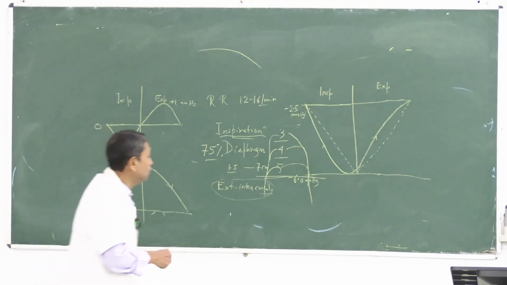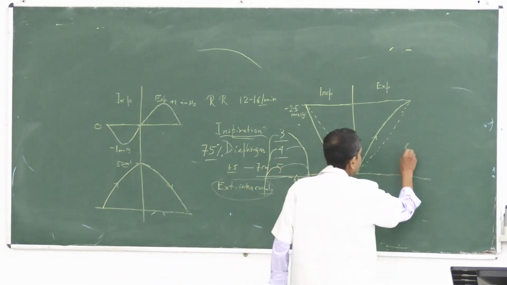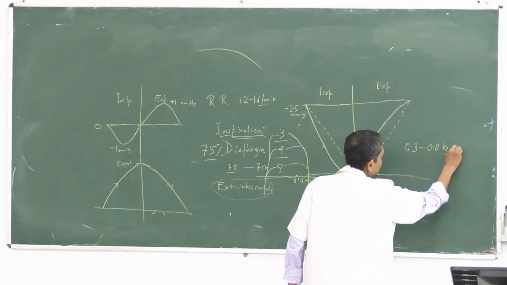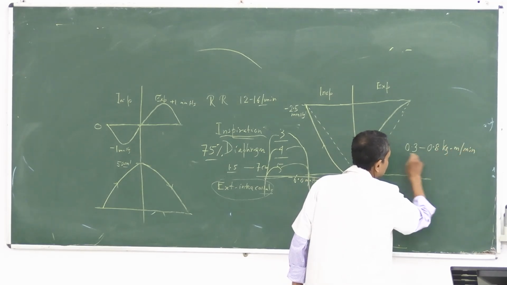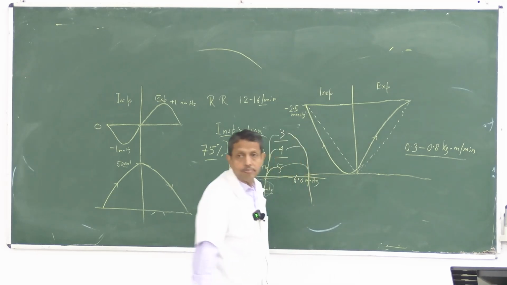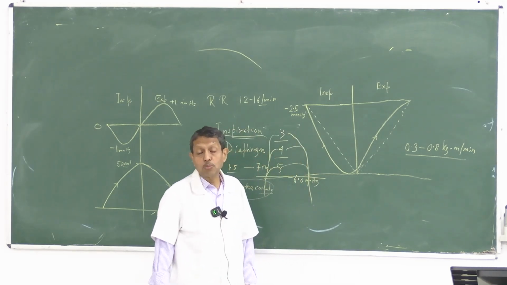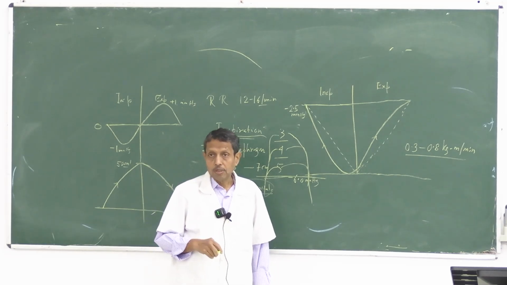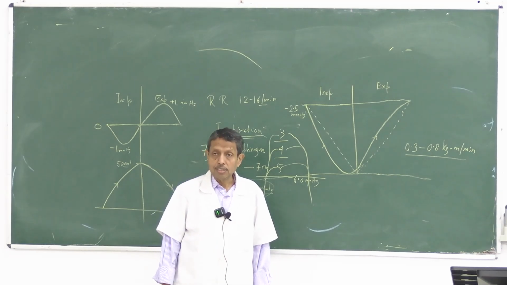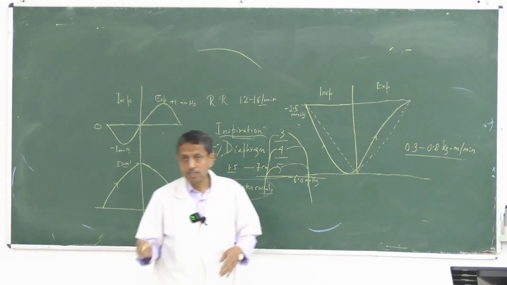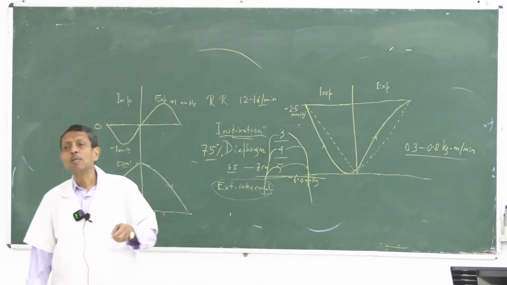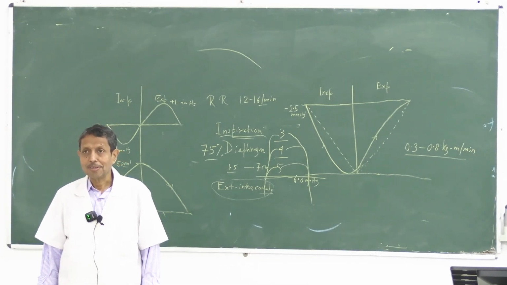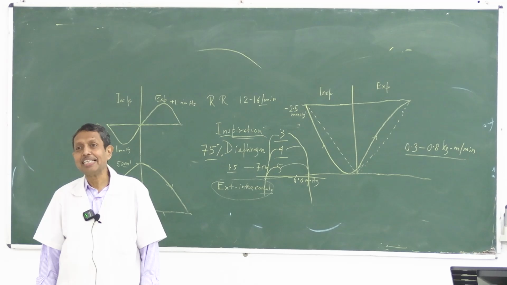Work done is 0.3 to 0.8 kg meter per minute. Even with forceful inspiration or expiration during exercise, there is a much larger increase in this work. Compared to the metabolic process, it is less than 3% of the energy consumed. 0.3 to 0.8 kg meter per minute.